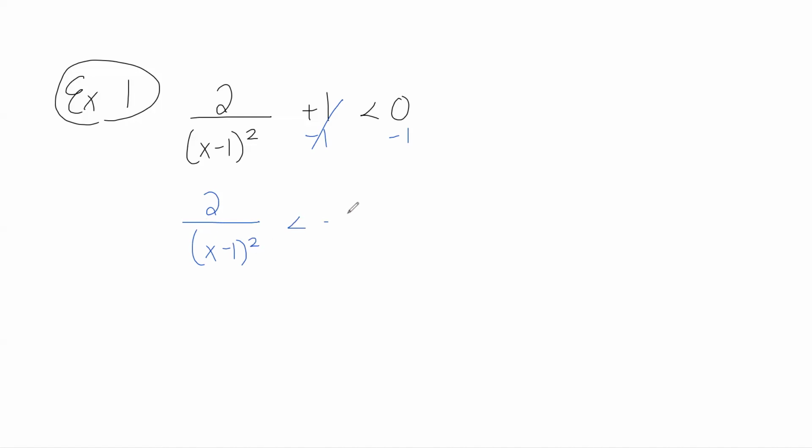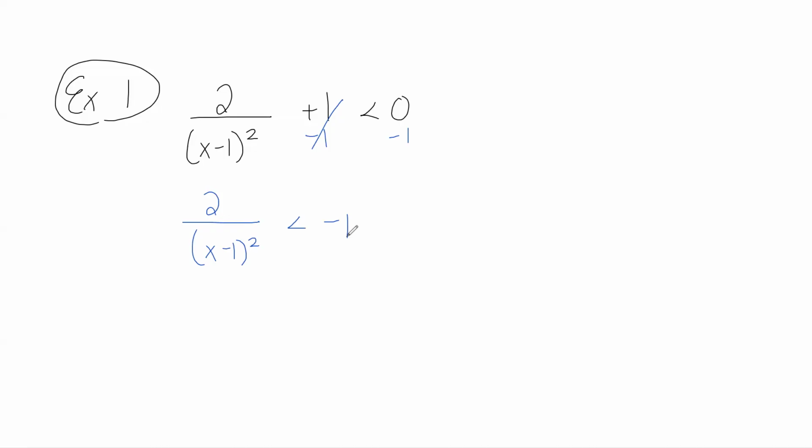So we have 2 over (x minus 1) squared, plus 1, needs to be less than 0. Usually we would like the 0 there, and we would work this problem with everything on the left-hand side. But this is actually a trick question. Go ahead and subtract this 1 off, and we get 2 over (x minus 1) squared is less than negative 1. And that is just not going to happen, right?